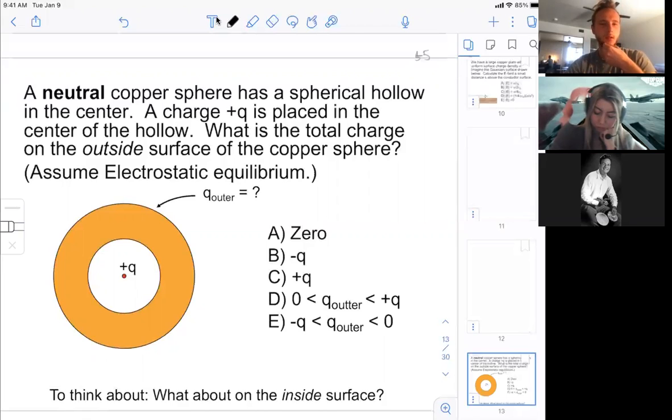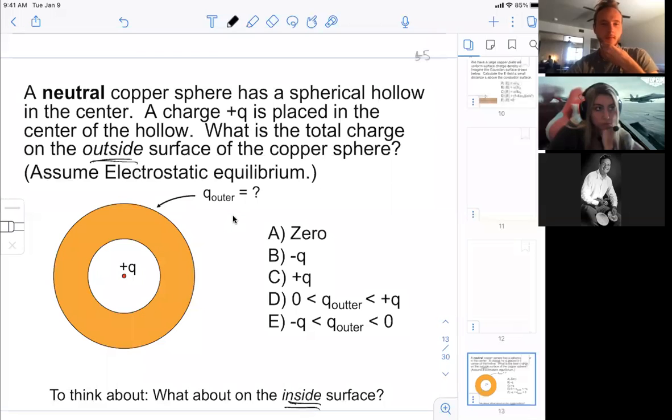Earlier we talked about how, if you have an excess amount of charges, they're only going to live on the surface. So what is now on the inner surface? What is happening on the outer side of the surface? Right. This question is asking about the outside, but you can think about the inside. We're going to discuss those two together when we come back. So again, let's have a discussion on this for a couple minutes.